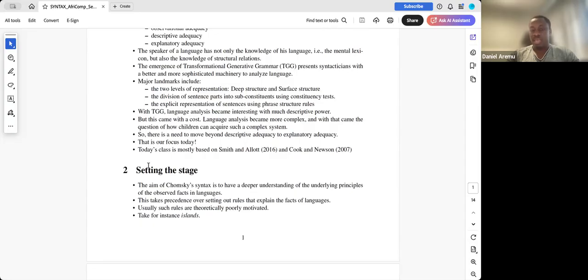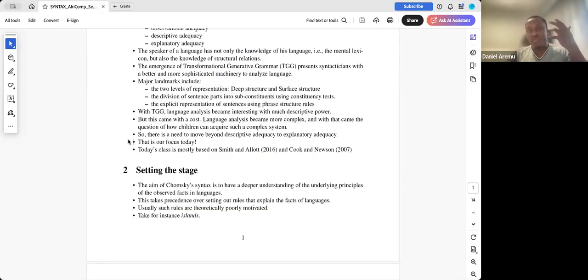As the analysis of language became more complex, the question arose of how children can acquire such a complex system. Apart from the PS rules, there are also the transformation rules when there is movement and the like, right? So there were many rules, and even within these rules there is ordering. We saw the case of ordering to get the right structure, like the imperatives, for example.